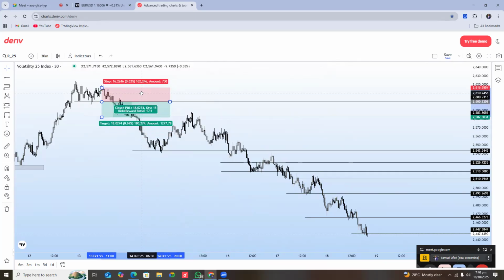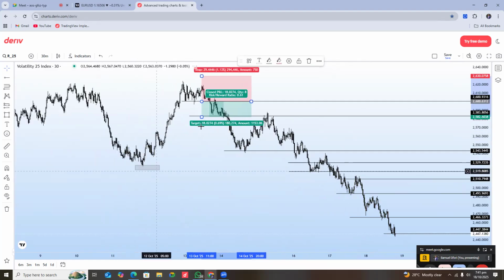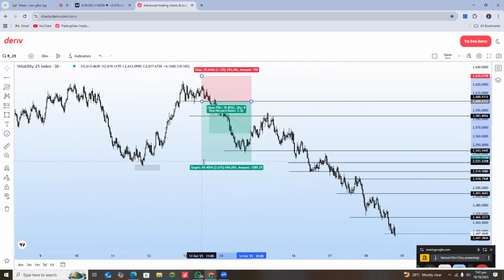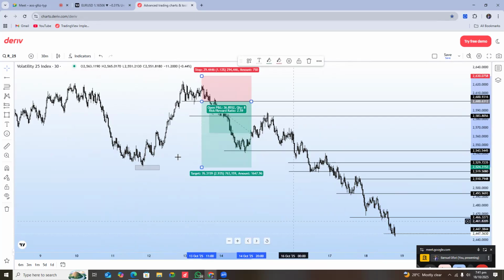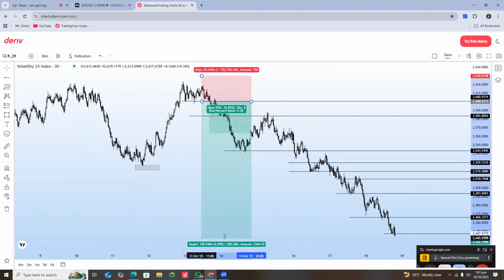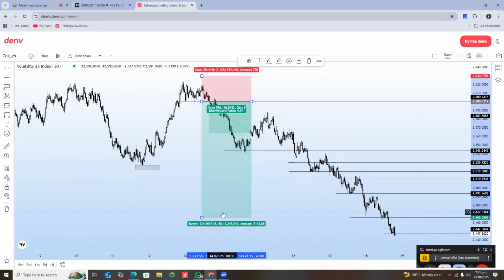So if I enter here with my stop loss above this, I can target one. This can be my first take profit, which is 2.59. I can even go much lower, up to this point, 4.5. Sometimes we can even do 10:1. It depends, if you really understand what you are doing.